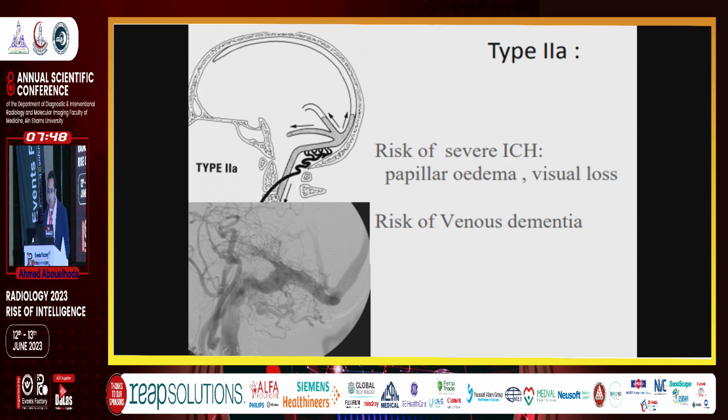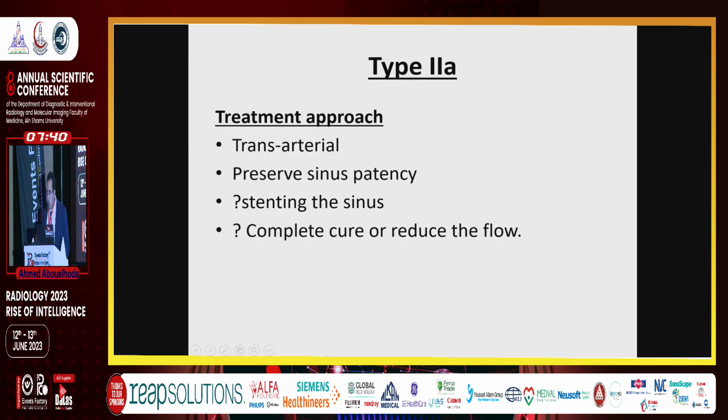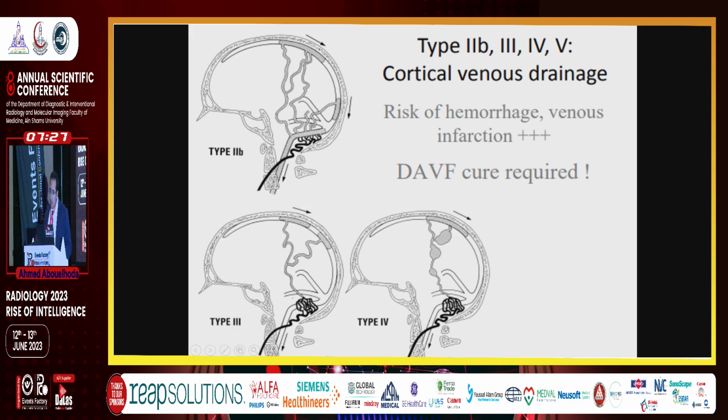Type 2A, we have a risk of intracranial hemorrhage, papilledema, and risk of venous dementia, but it must also be treated only if they have severe symptoms. Again, we'll go for the transarterial approach and try to preserve the sinus patency. Our aim here is either to cure the patient or even to reduce the flow to let the patient adapt to his symptoms.